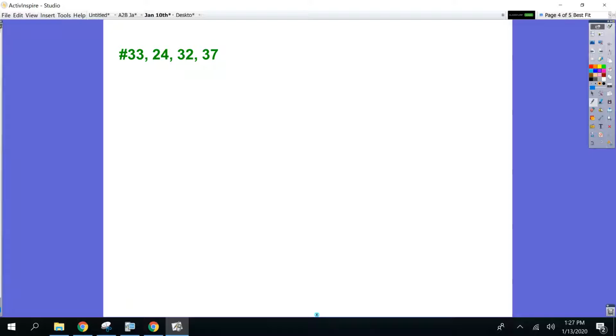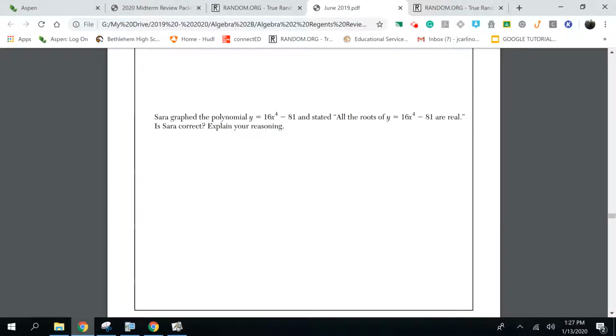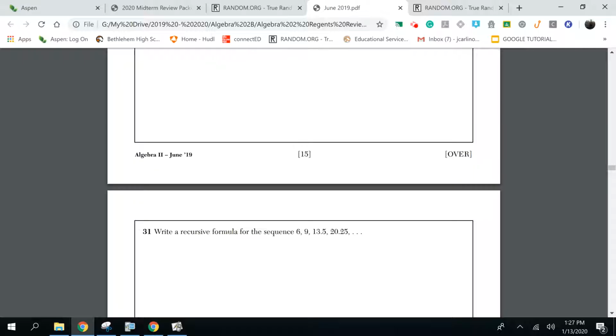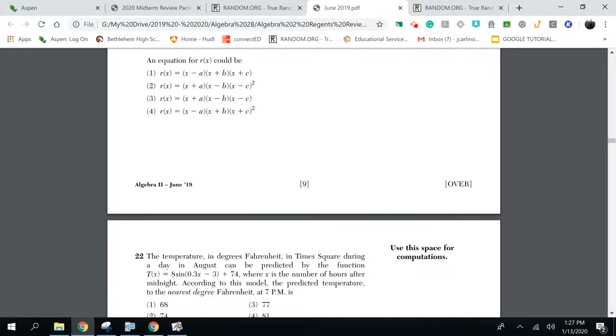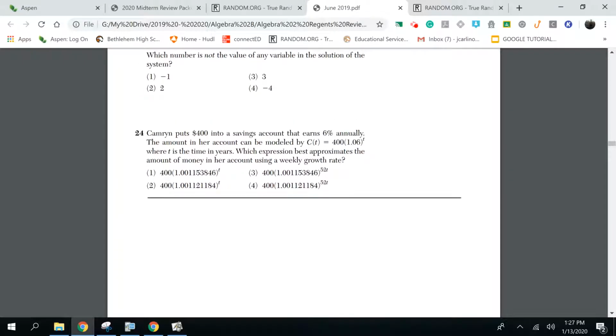24. All right. Making 24 pretty simple for everybody. I know it starts out with a yearly equation. Number 24 starts out with a yearly equation, 1.06 to the t, and it's asking which one is the same, but now for weekly. Could care less that one's yearly and the other's weekly.